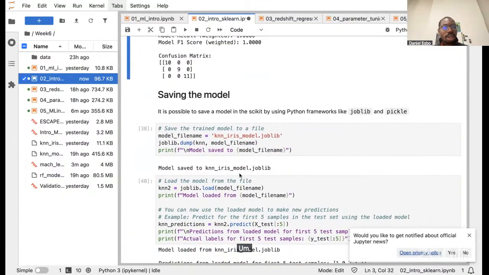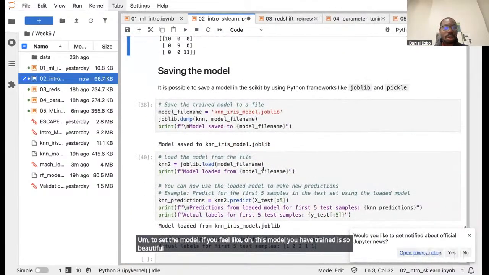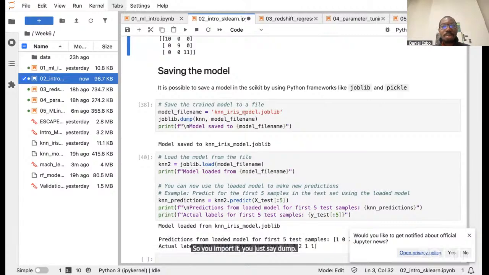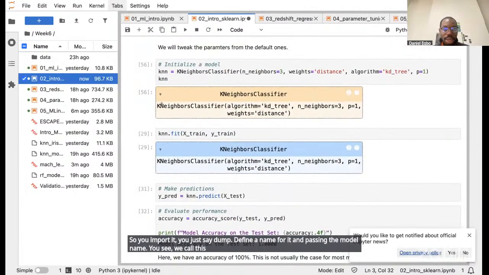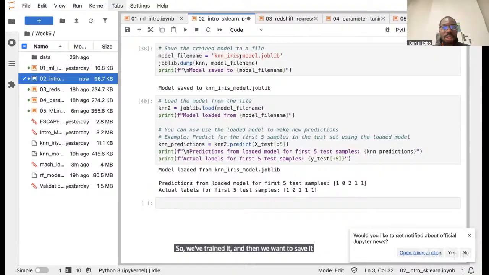To save the model, if you feel like, oh, this model you have trained is so beautiful, you can save it by calling either joblib, which we've imported at the beginning of this notebook, or pickle. So you import it, you just say dump, define a name for it, and pass in the model name. We'll call this model KNN here. So we have trained it, and then we want to save it, we'll just save it as KNN, pass it the model name, and it is saved.